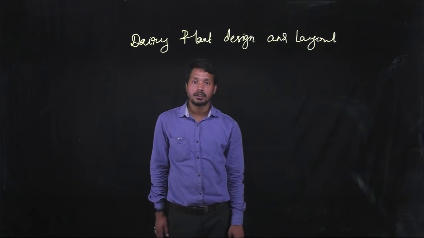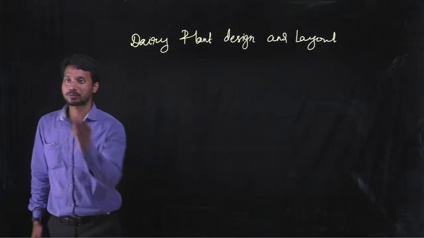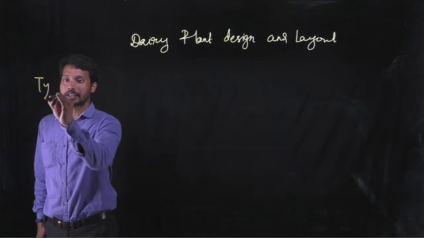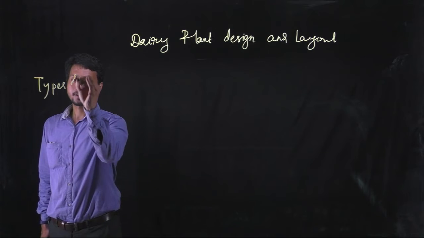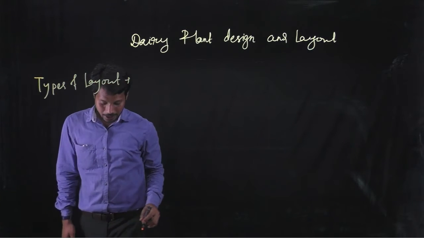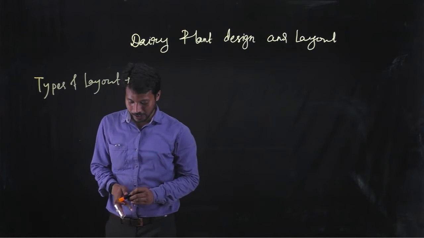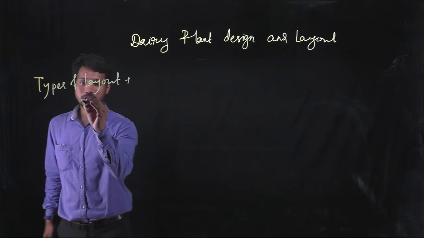So now we'll see some types of layout in the dairy plant or in a food processing plant. In the types of layout, there are 4 types of layout you must have, or you can see. One is called product layout.